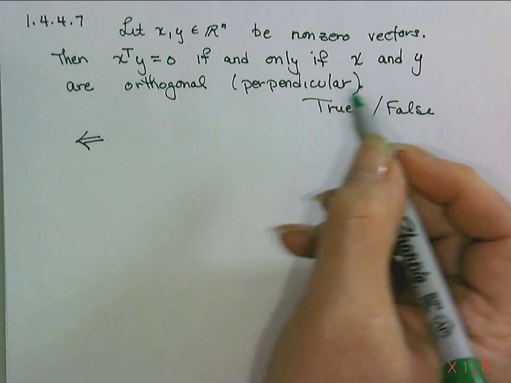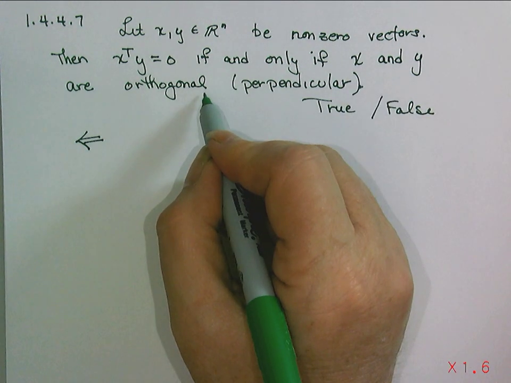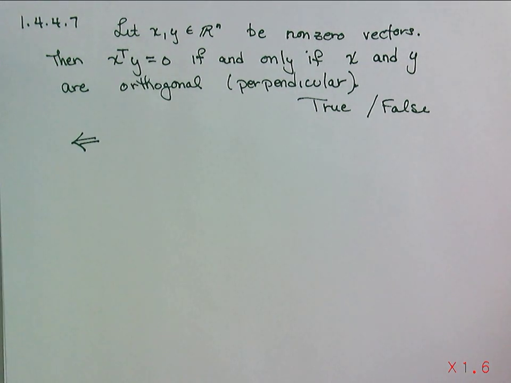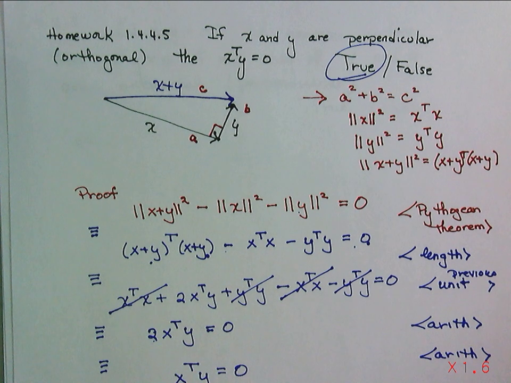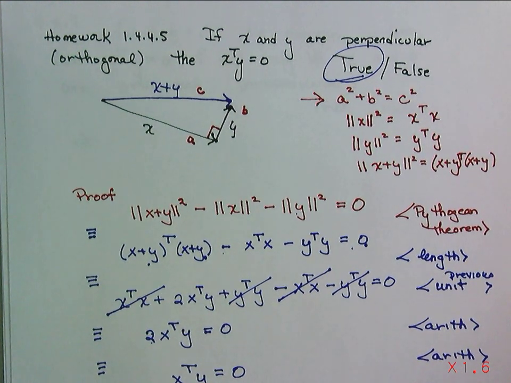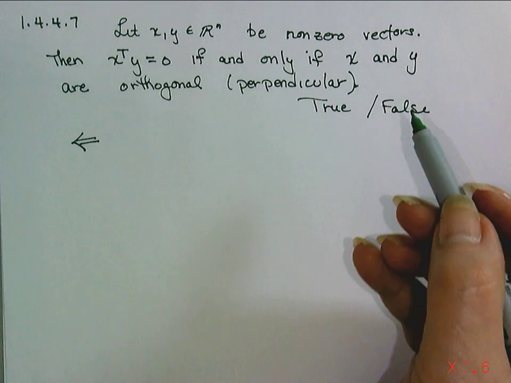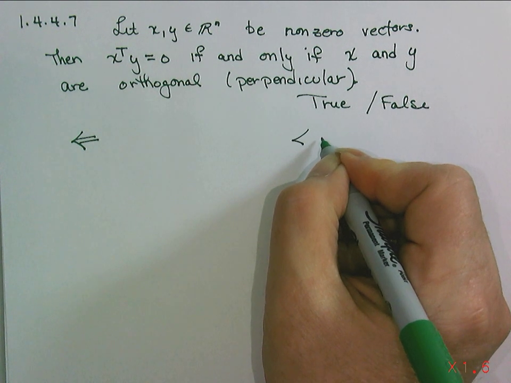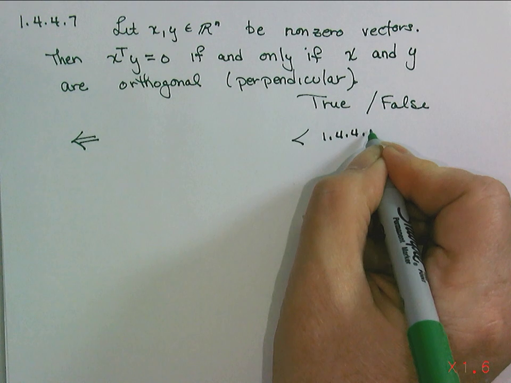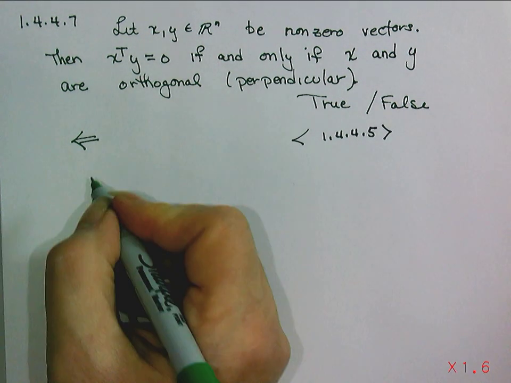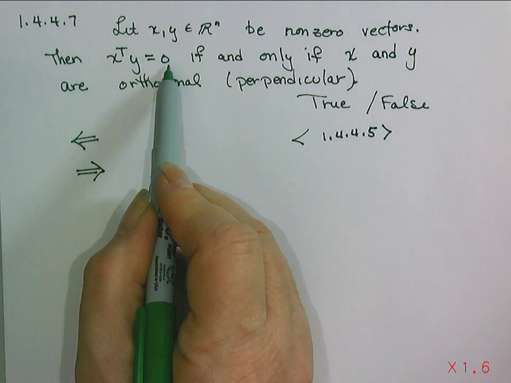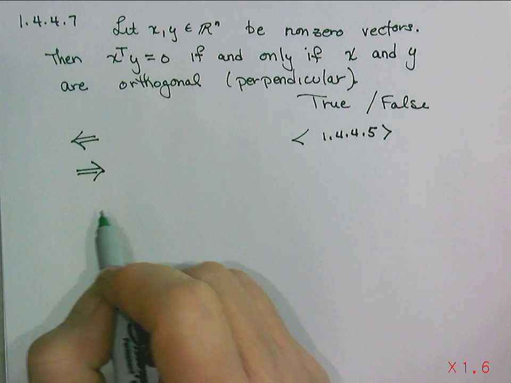I'll put an arrow this way, which means if we assume that they're orthogonal, then we would need to show that x transpose y is equal to 0, but I think we already did that. That was problem number 1.4.4.5, so that way works. It is true that the implication works one way by the 1.4.4.5 homework problem. The other way, we would need to show that if the dot product is 0, then x and y are perpendicular or orthogonal.